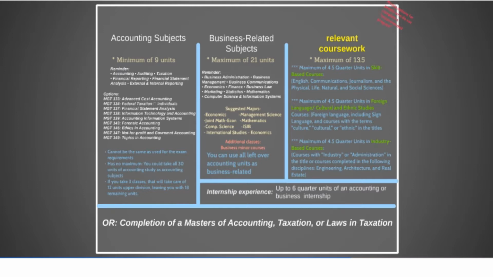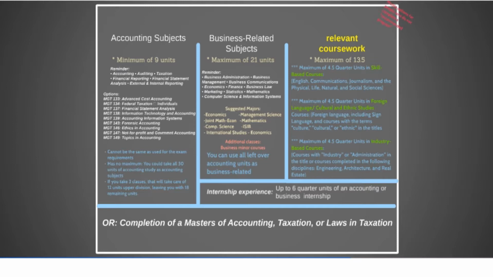Now, please note that the same units that you use for the exam cannot be used towards accounting subjects for the accounting study section. You're going to have to take additional courses. As I mentioned, there is no maximum to how many accounting subjects you can count towards accounting study. Additionally, because we have 4 unit courses, if you take 3 classes, that's going to add up to 12 upper division units. So that would mean that you would only have 18 that you have to do as something else.